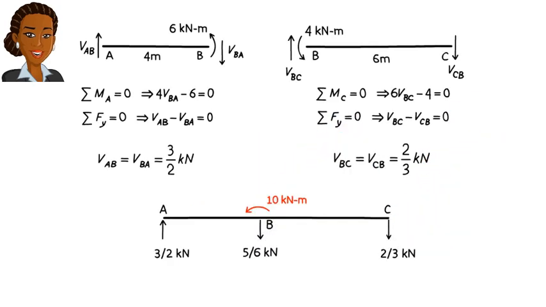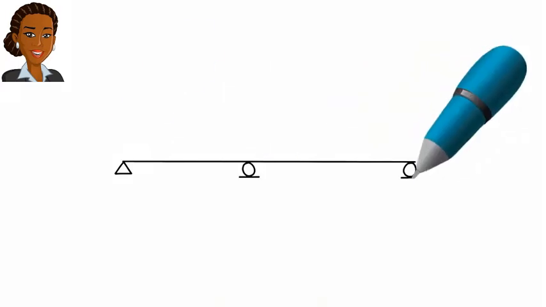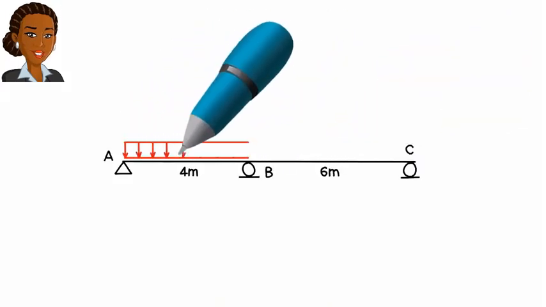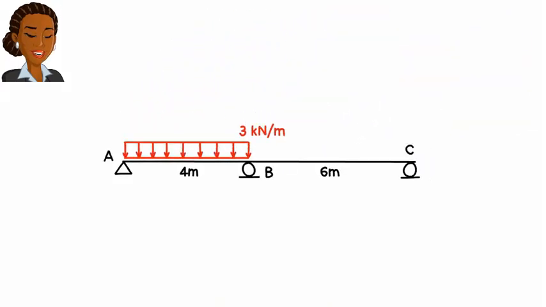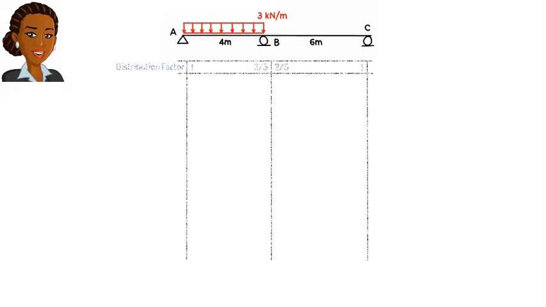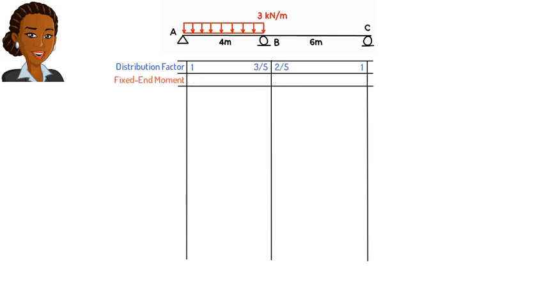Next, let's consider the case where the beam is subjected to a member load. Here is a uniformly distributed load applied to segment AB. How does that change the iterative process of calculating member end moments? It does not change the process at all. The only change that we need to make is to the initial moment distribution table. We are going to add a row to the table for fixed end moments associated with the distributed load.